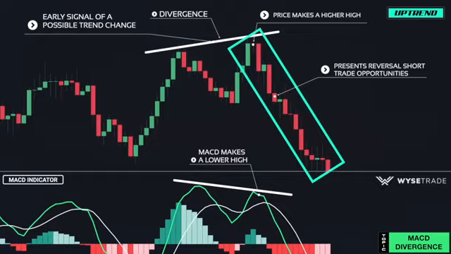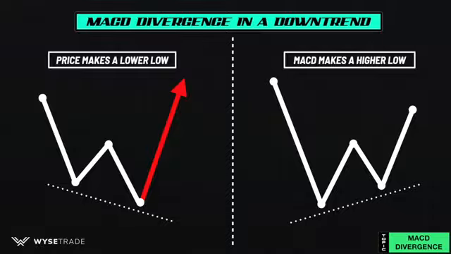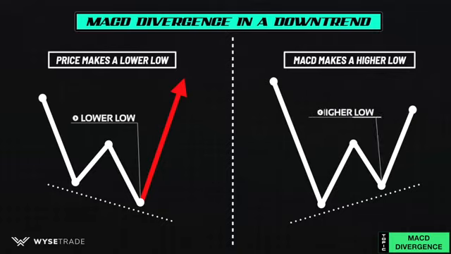Now, going in the opposite direction, in a downtrend. Here is the anatomy of divergence in a downtrend. Price makes a lower low, whereas the MACD indicator makes a higher low, which shows a divergence between price and the MACD indicator. Now, let's show this on the charts.